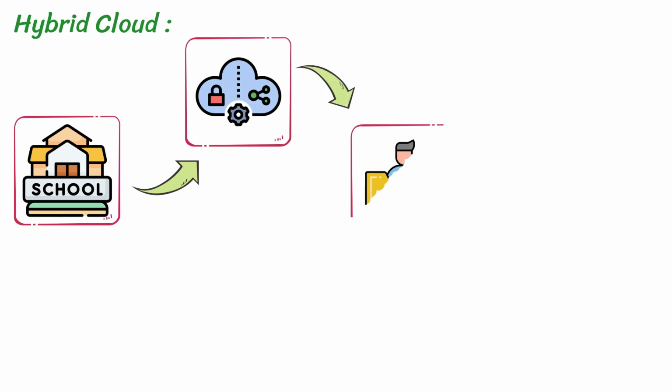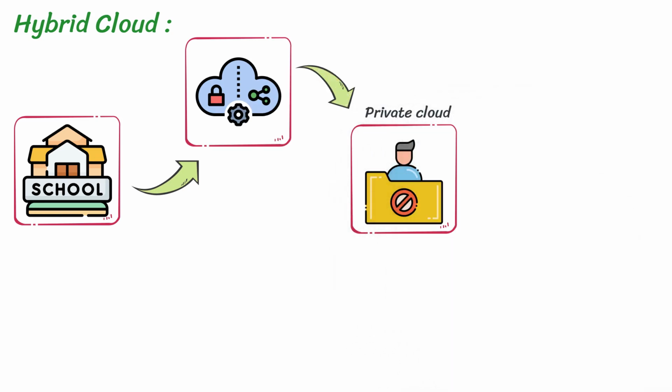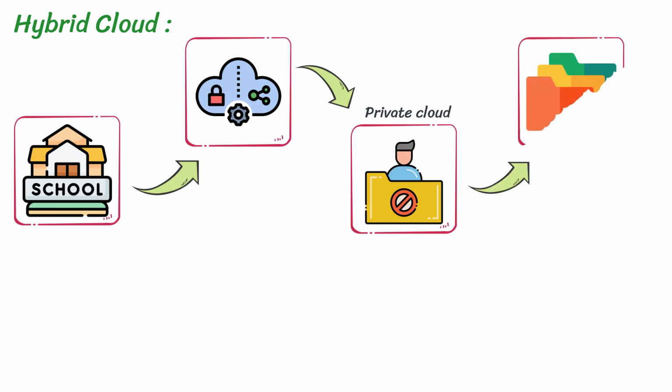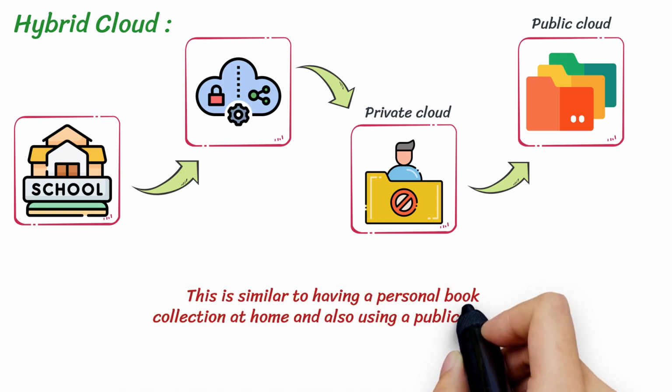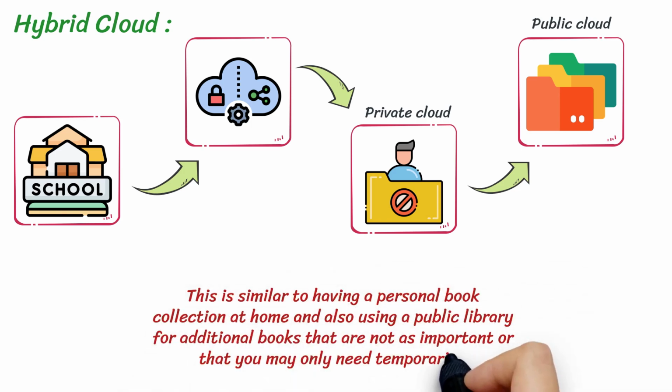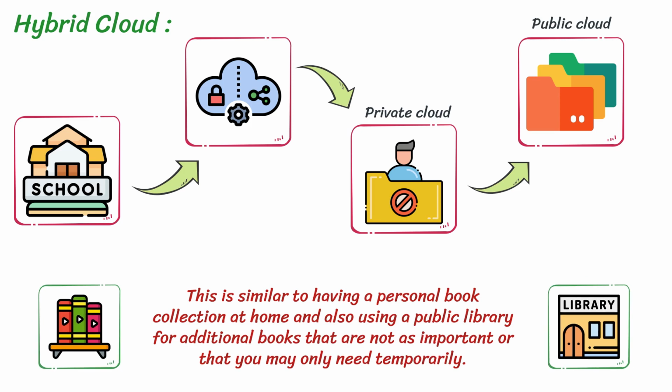They may choose to store sensitive data on their own private cloud, while using a public cloud for less sensitive data or for additional storage during peak usage times. This is similar to having a personal book collection at home and also using a public library for additional books that are not as important or that you may only need temporarily.